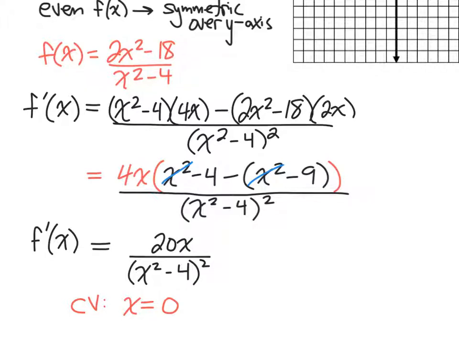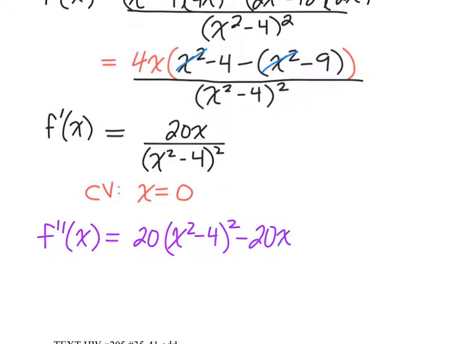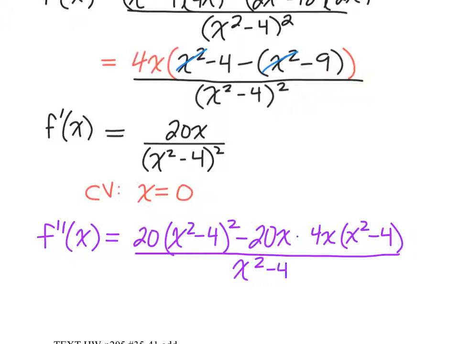All right, so then we go for our second derivative, and we hope that things don't get out of hand too much. So low d high would be 20 times x squared minus 4 squared, minus the high, so 20x, d low, so that would be 2 times the inside stuff times 2x, so 4x times the inside stuff. And that would be to the 4th on the bottom.